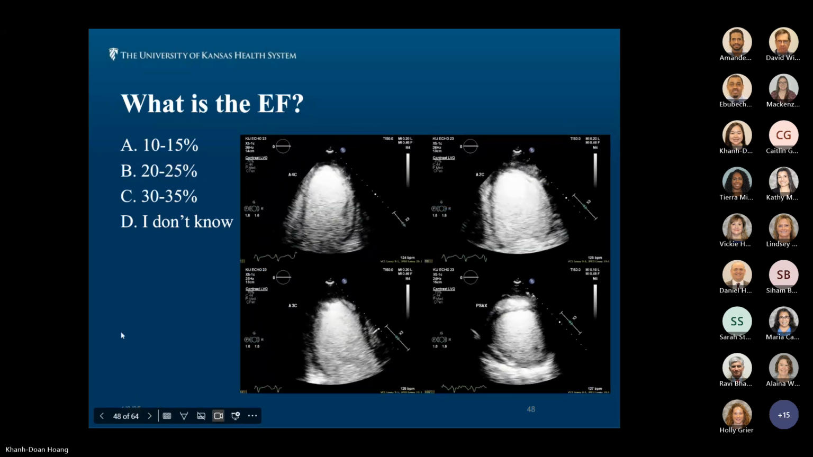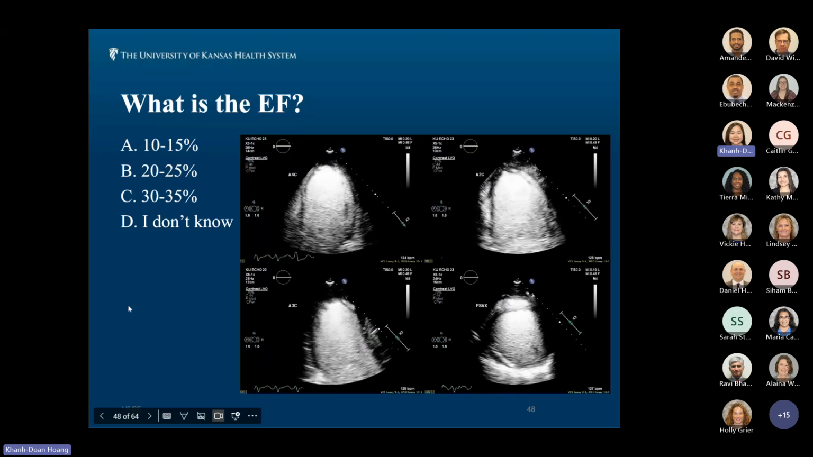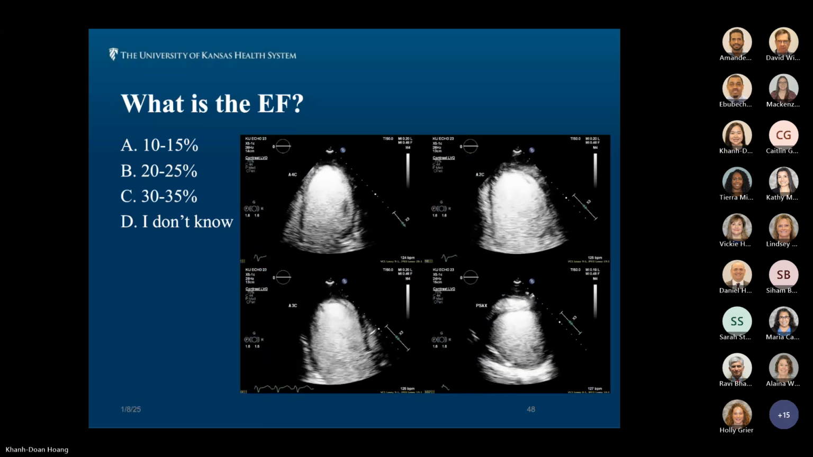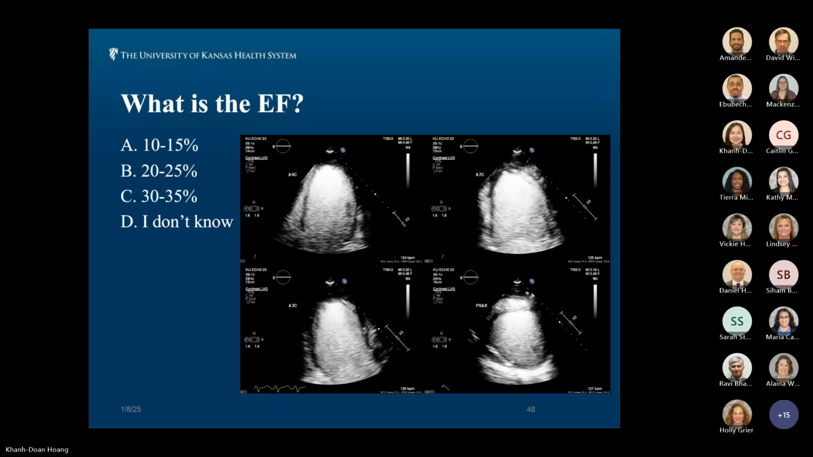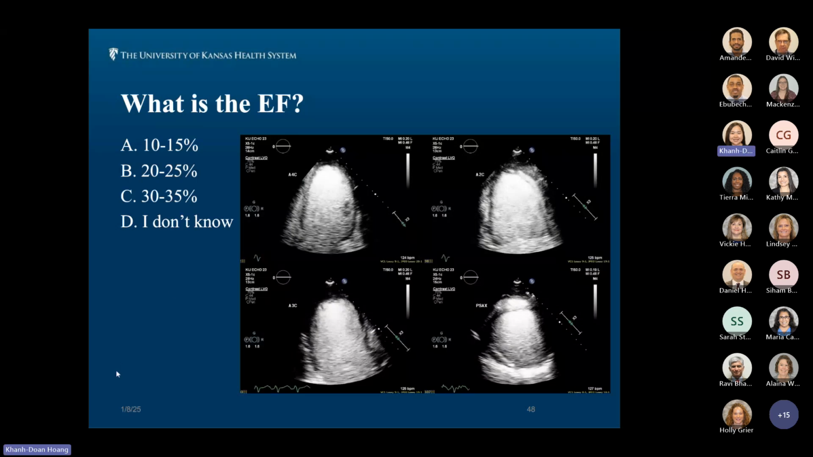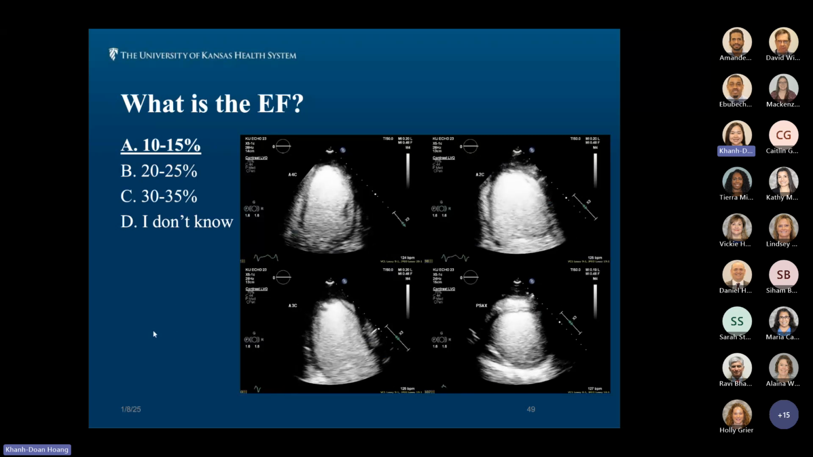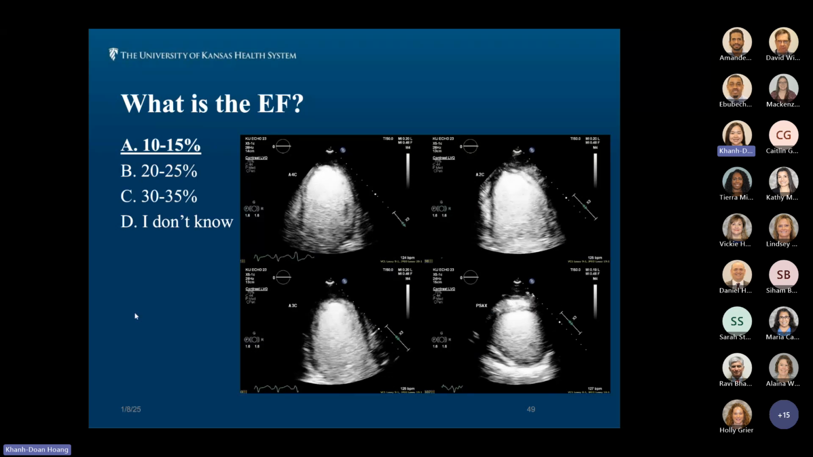All right, one more. What's the ejection fraction? Okay, we're all good? It's A. It's pretty bad. So we have severely reduced global systolic function.